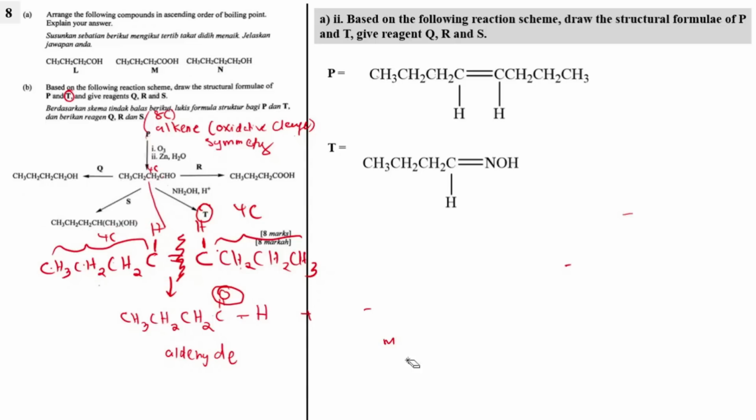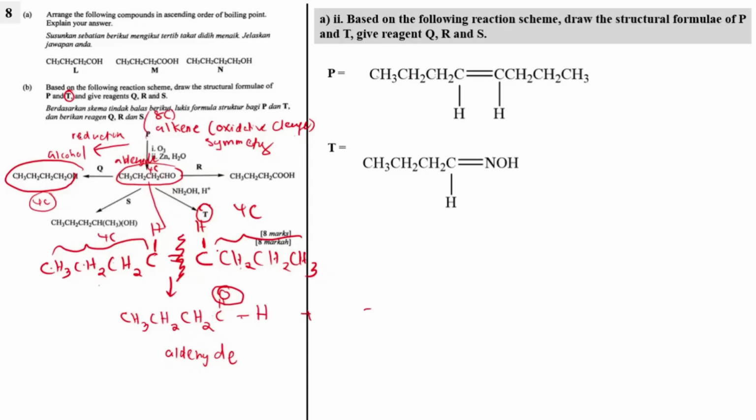Now we're going to look into the next reaction, where we need to give the reagent Q. Here is your structure, which is an aldehyde, and you're going to produce an alcohol. Aldehyde going to the alcohol. The number of carbons, 1, 2, 3, 4, is still maintained. So aldehyde going to alcohol is the process of reduction.